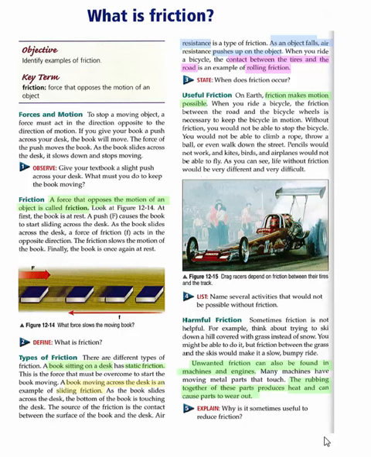motion. If you give your book a push across your desk, the book will move. The force of the push moves the book. As the book slides across the desk, it slows down and stops moving.